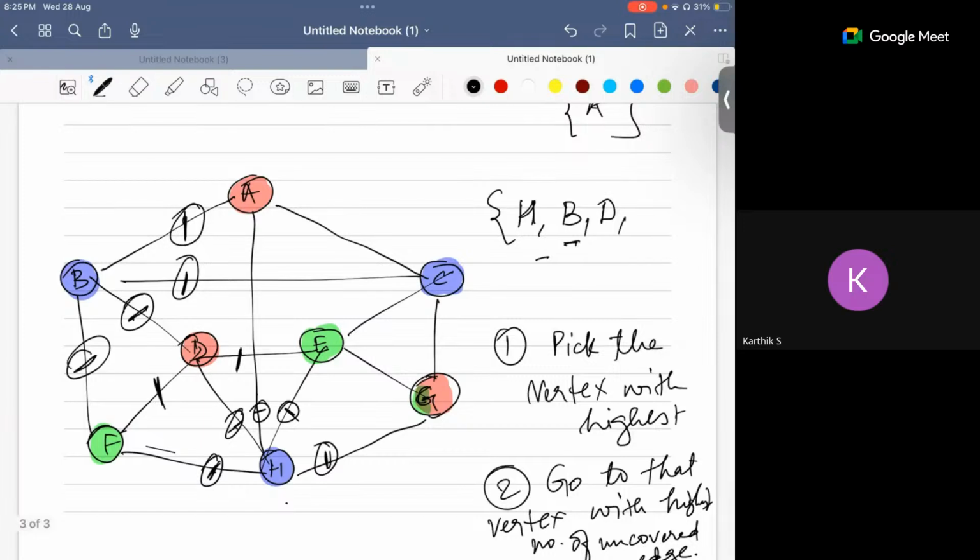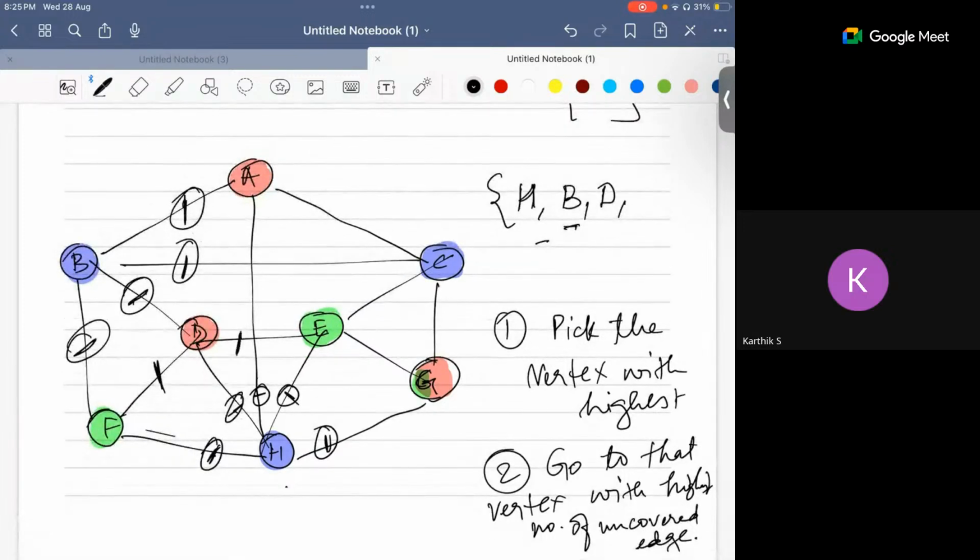So what we have done is, if you have been asked to calculate the minimum vertex cover, the first step is you should start with the vertex that has the highest degree, because if you take out a vertex with the highest degree, you are able to cover the maximum number of edges. Like, we started with H, and H was able to cover all these 5 edges.